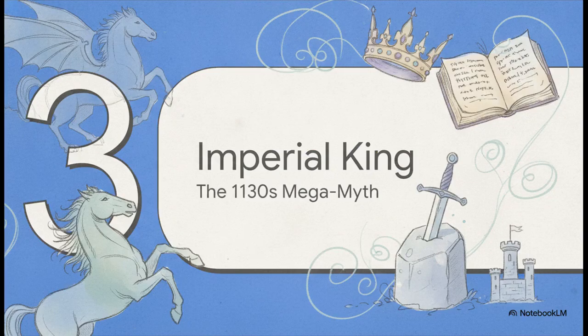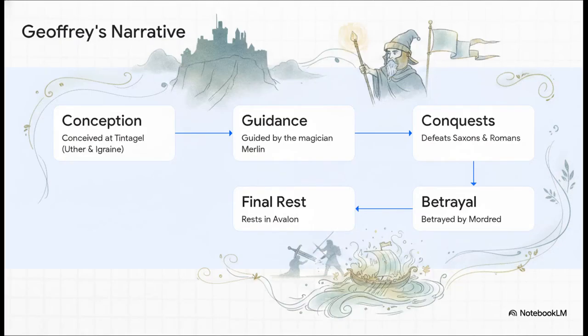Section 3. Geoffrey's Imperial King, the 1130s Megamyth. Then, everything changes in the 1130s. A writer named Geoffrey of Monmouth comes along and basically invents the modern Arthurian framework out of thin air.